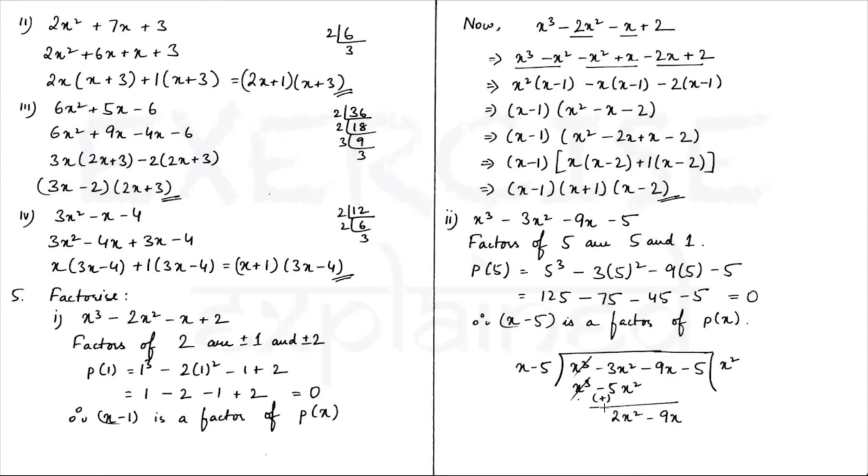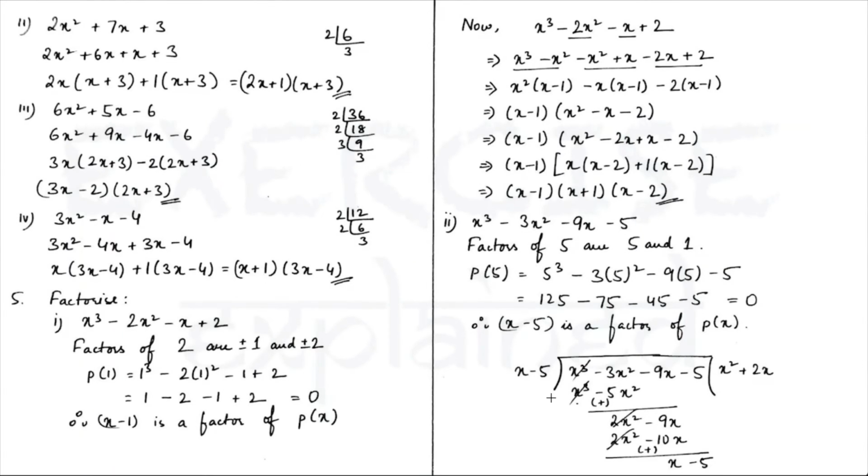So this is going to be plus here because it is minus 3x square minus of minus 5x square. Minus of minus is plus, so it will act like a positive number, and 5 minus 3 is 2, so that is how we get 2x square, and this minus 9x comes straight down. Now we need to make this x as 2x square, so we multiply this x by 2x, and we get 2x square, and minus 5 into 2x is going to give us minus 10x.